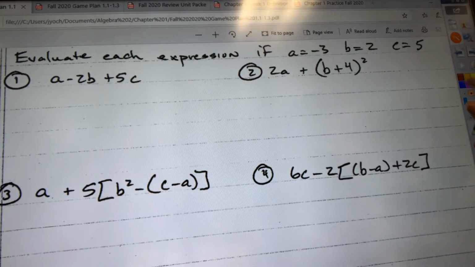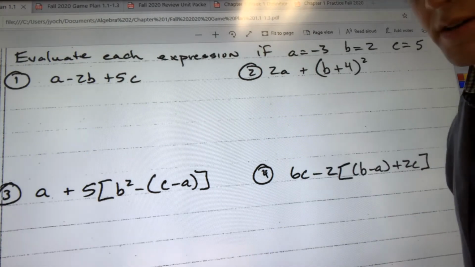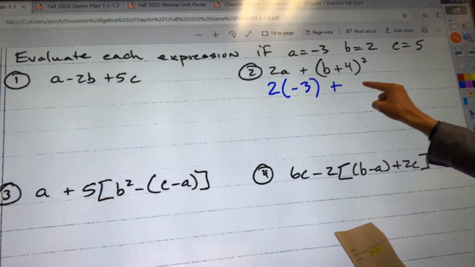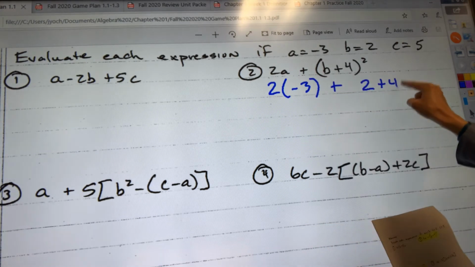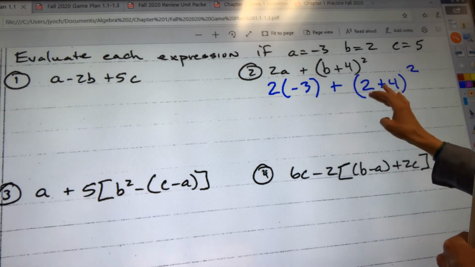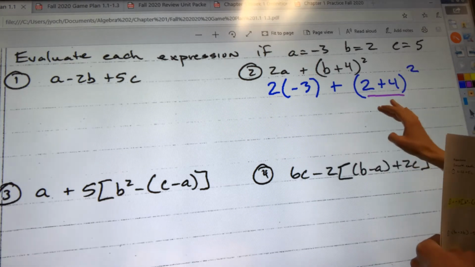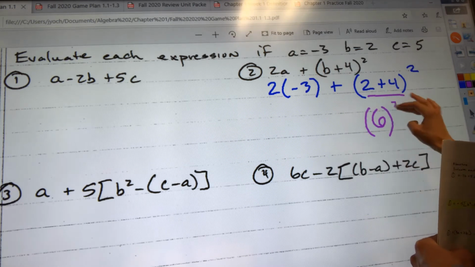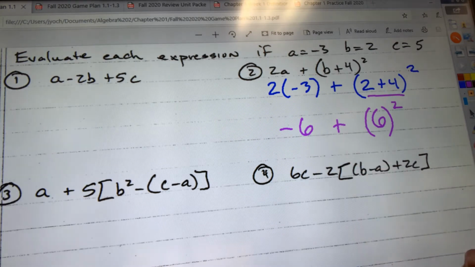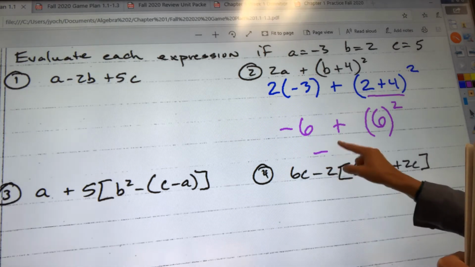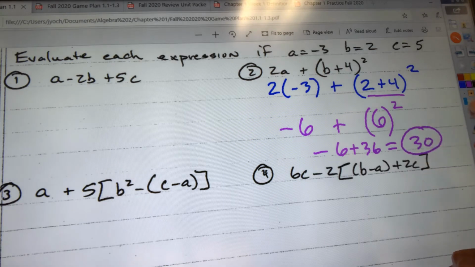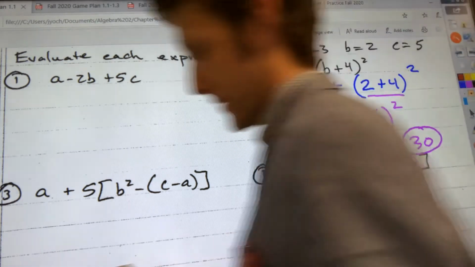All right. Take a look at number 2 here. Can you see? You can see. Negative 2 times A plus B plus 4, all of that squared. All right, order of operations says handle that parenthesis first. I got 6, and I'm going to square it. It's not a negative. I don't need to put in parentheses, but it's a good habit to get into. Negative 6 plus 6 squared is 36. It gives me a cool 30.